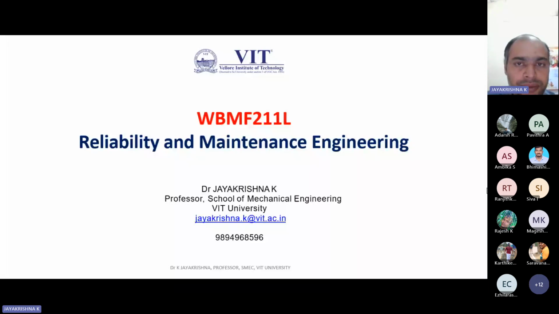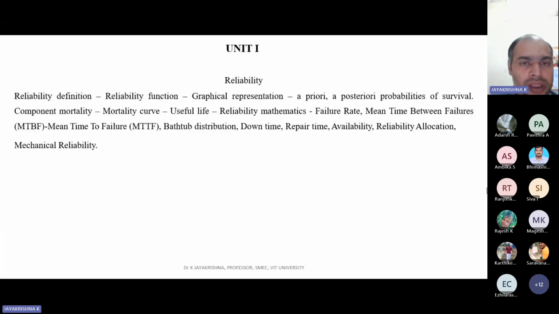Okay. So to start with, in this module or unit 1, what we are going to cover is the reliability definition, reliability function, graphical representation, priori and posteriori probabilities of survival, component mortality. We'll be covering the mortality curve, what is useful life, and some reliability indices, or what we call reliability mathematics, such as failure rate, mean time between failures, mean time to failure, bathtub distribution, downtime, repair time, availability, reliability allocation, and mechanical reliability. Okay.